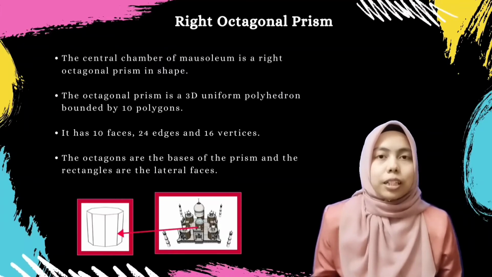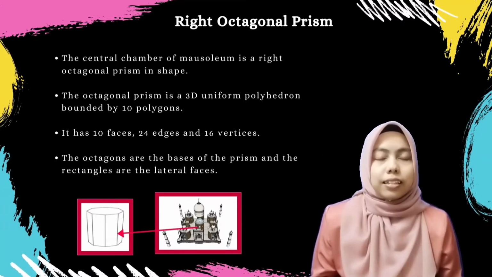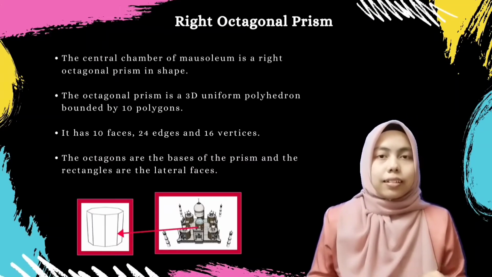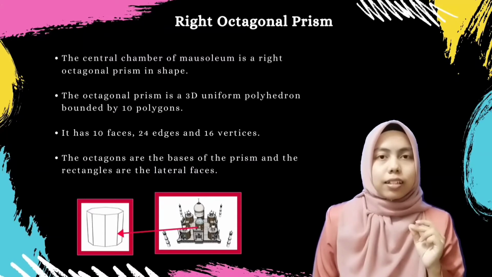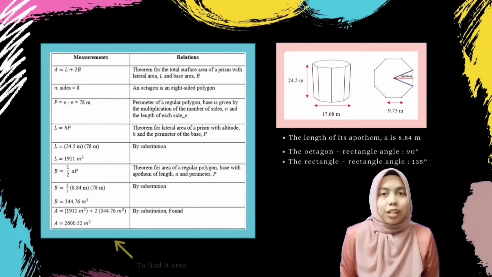The octagonal prism is a 3D uniform polyhedron bounded by 10 polygons. It has 10 faces, 24 edges, and 16 vertices. The octagons are the bases of the prism, and the rectangles are the lateral faces. Now, I will explain its geometrical concept.